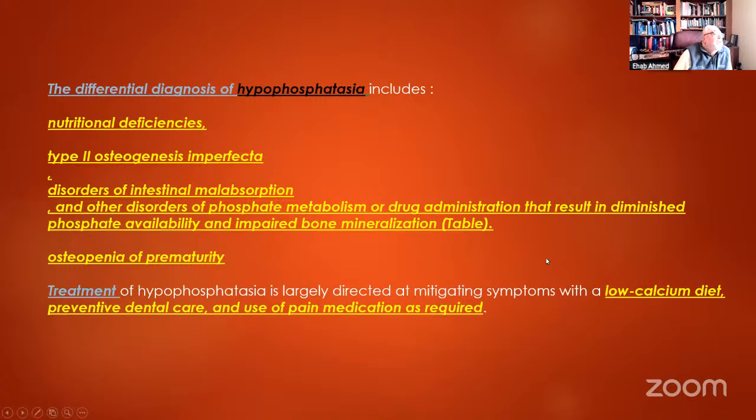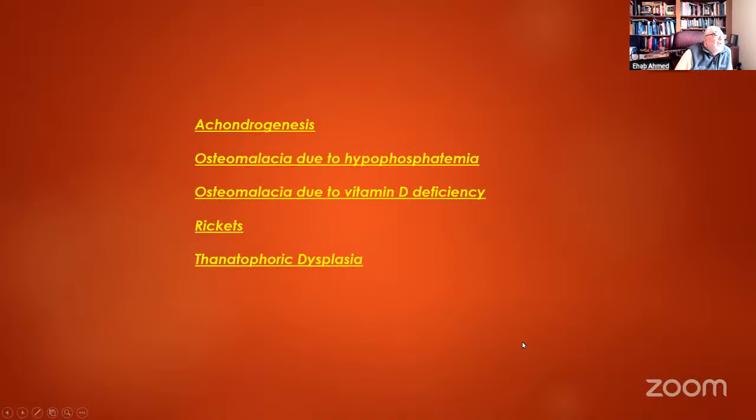And also this is based on genetics. Intestinal malabsorption and disorders of phosphate metabolism, like drugs. And we have a list of drugs that can affect the phosphate metabolism, as we are going to see in the table. Osteopenia of prematurity, which is an acquired disease, unlike what happens in this baby, although this baby was preterm. And the treatment is supportive, low calcium, and now they have a replacement of the enzyme. I don't know if it is available in our countries or not.